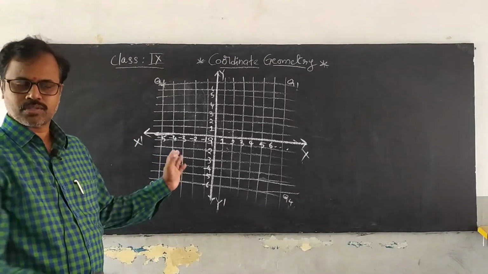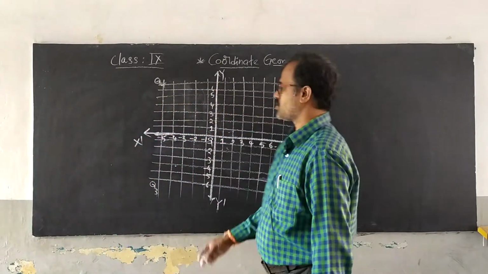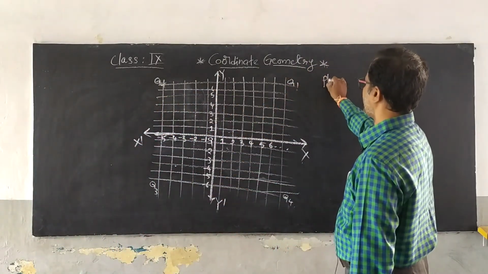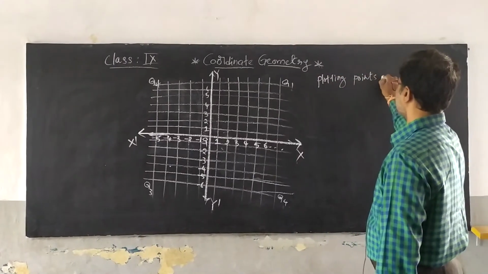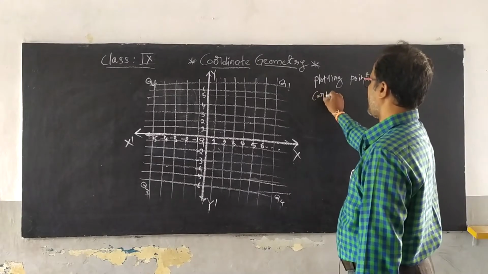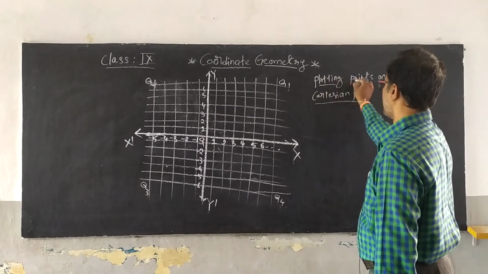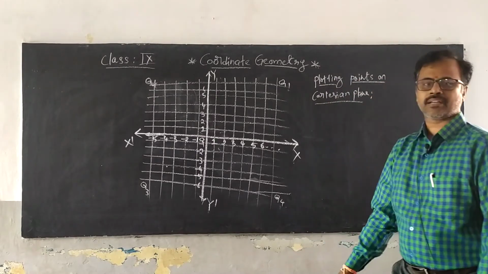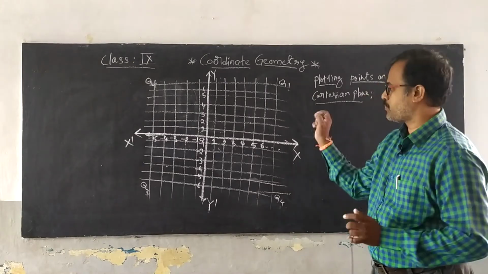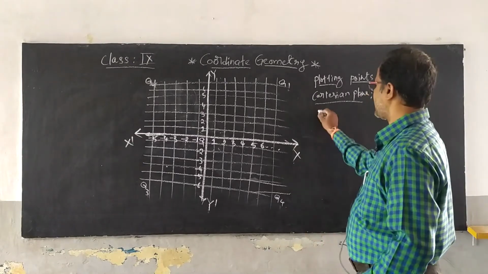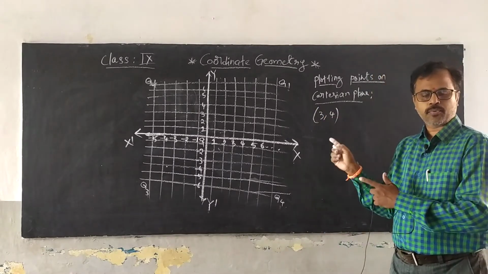Now let's learn how to plot a point on this Cartesian plane. That is our side heading: plotting points on the Cartesian plane. That means you want to locate a point. So how do you place a point? Suppose I give you the point 3, 4. How do you plot this point?